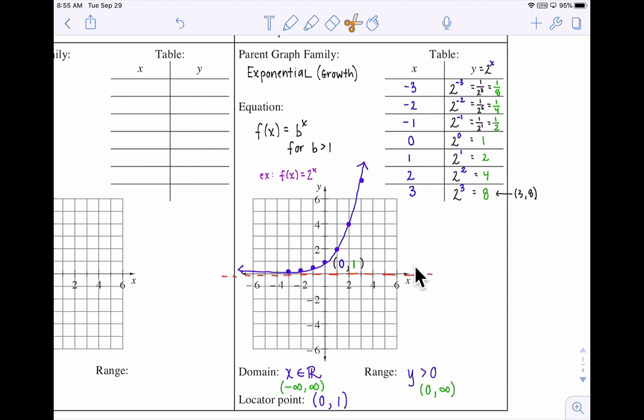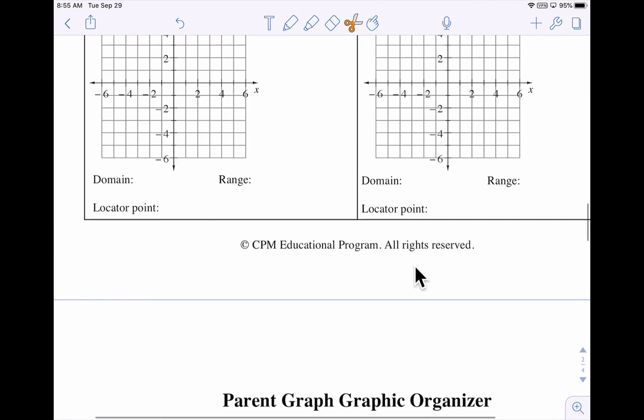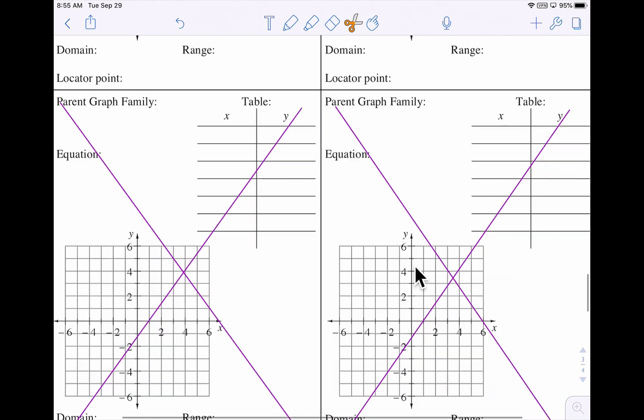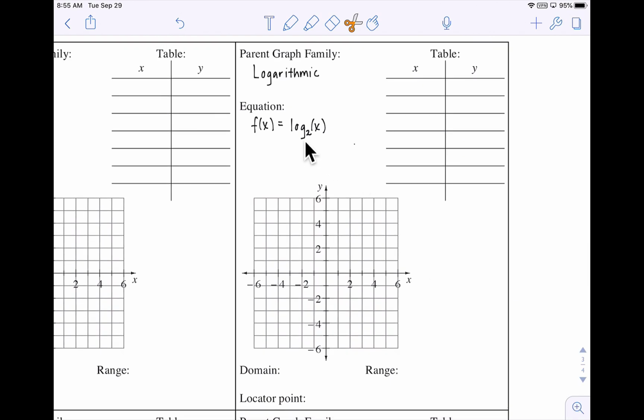So I'm going to go ahead and scroll down here now to the last, actually we're going to have to go to the third page here. This is the very last function in your packet. You can notice that the last two are crossed off for now. So what I did right here is give you this function. Instead of y equals 2 to the x, now we have y equals log base 2 of x.